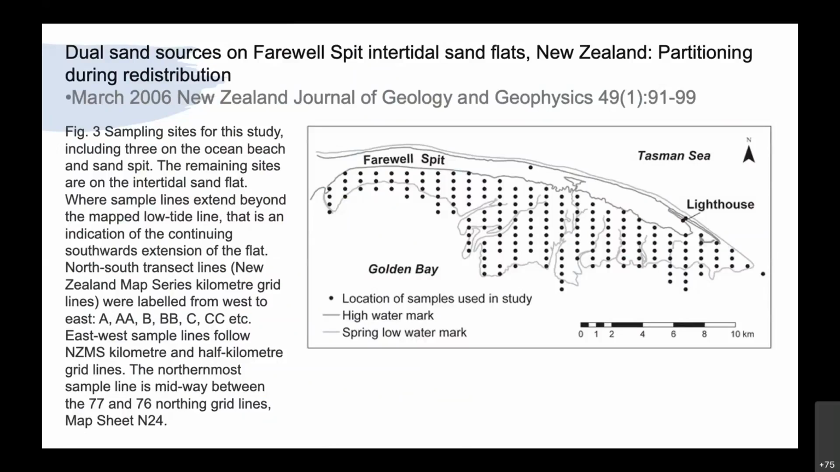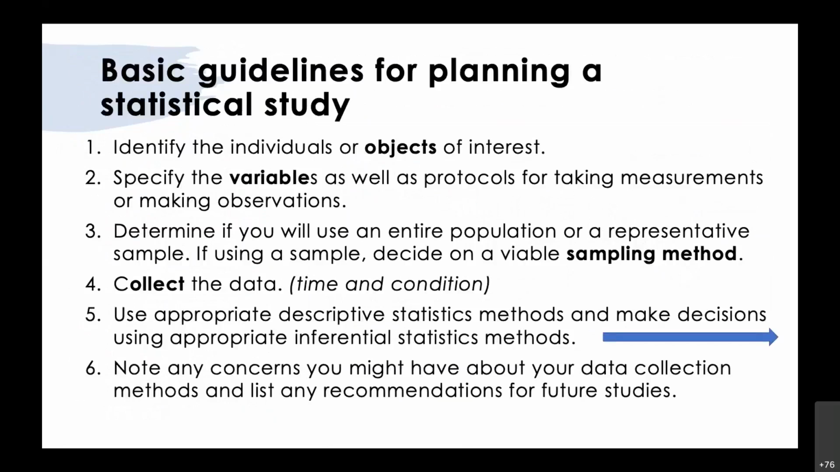Okay, another thing, let's go through. The basic guideline to study a statistical study: you have to identify the objects, specify the variables, and decide on the sampling method. In all the different fields of marine science, there are a lot of sampling methods. A good sampling method is one that somebody else can follow, so it can be repeatable. If your sampling methods cannot be repeated, it cannot be in science.